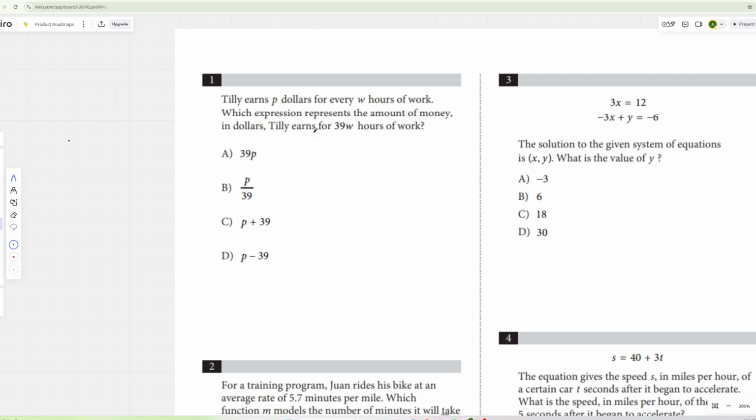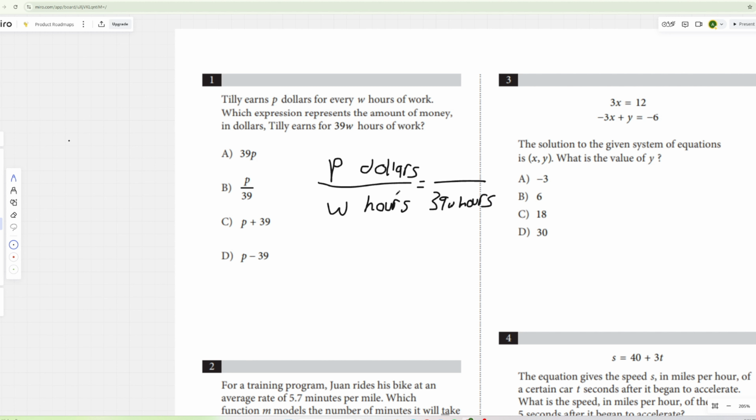First question. Tilly earns P dollars for every W hours of work. Which expression represents the amount of money in dollars Tilly earns for 39 W hours of work? Let me just write it like this, so we can visualize it a little bit better. P dollars, W hours. They want how much money she earns for 39 W hours.